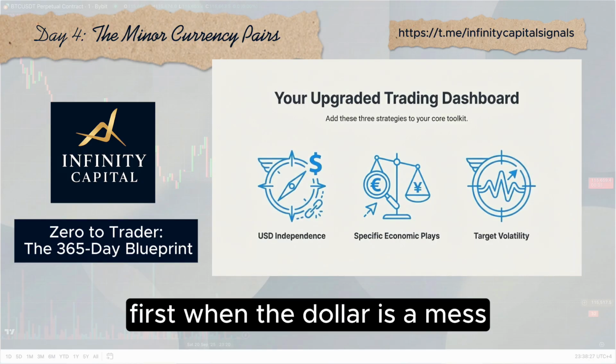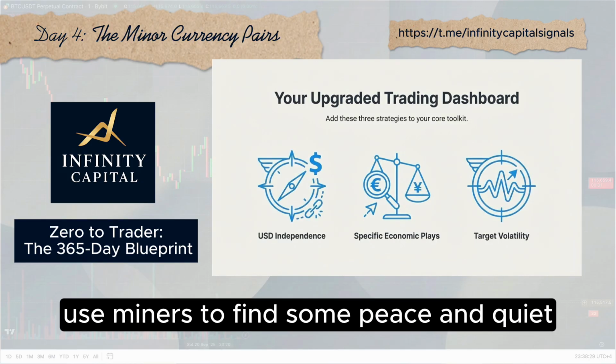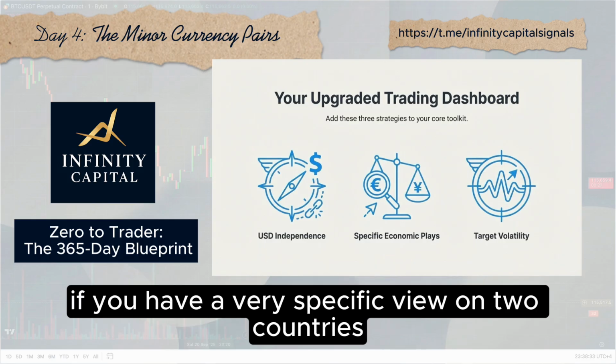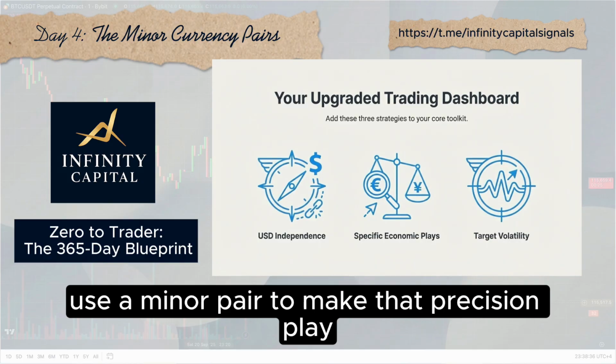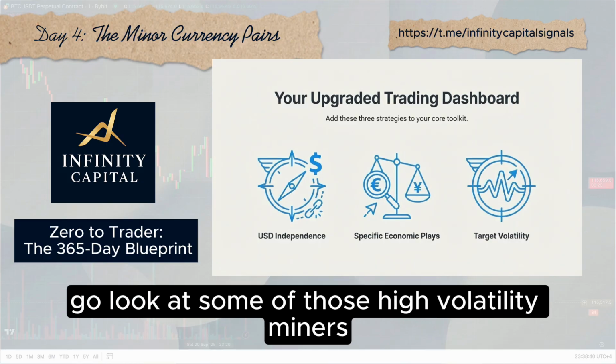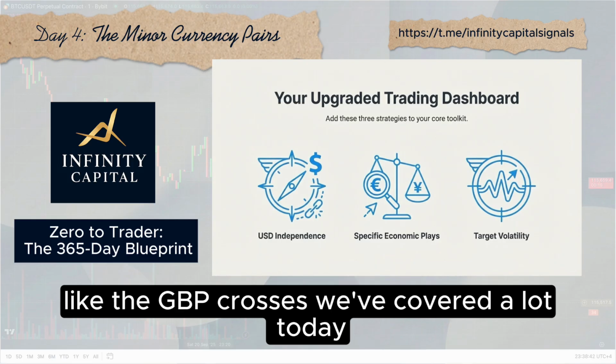First, when the dollar is a mess, use minors to find some peace and quiet. Second, if you have a very specific view on 2 countries, use a minor pair to make that precision play. And third, if you're an action junkie looking for movement, go look at some of those high volatility minors like the GBP crosses.